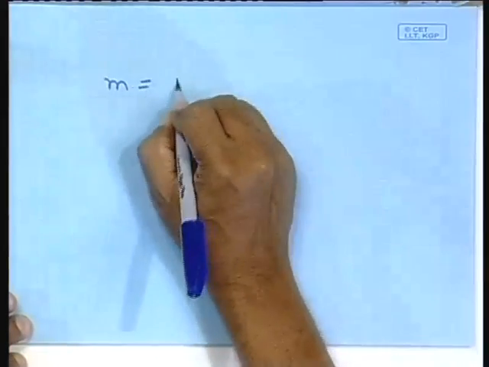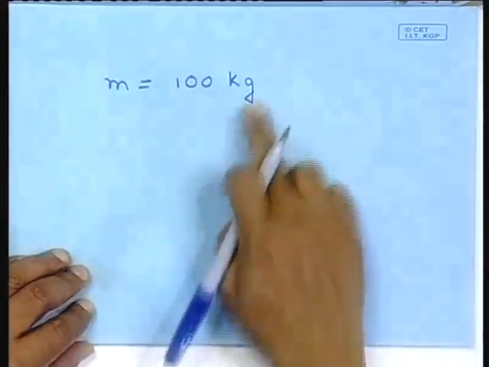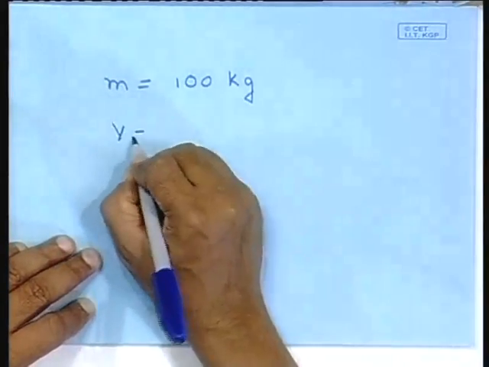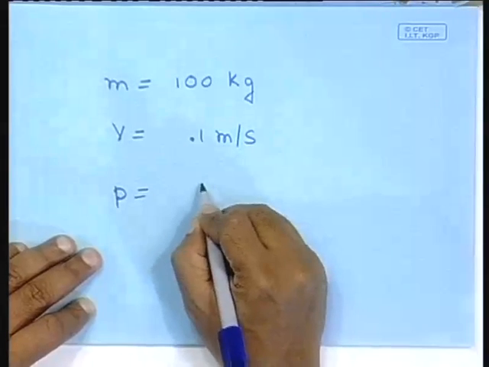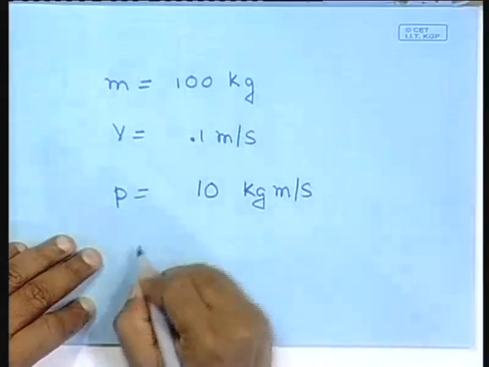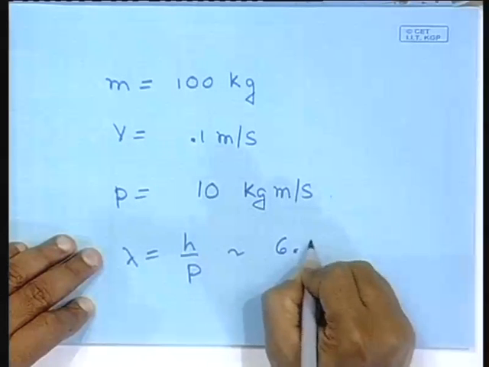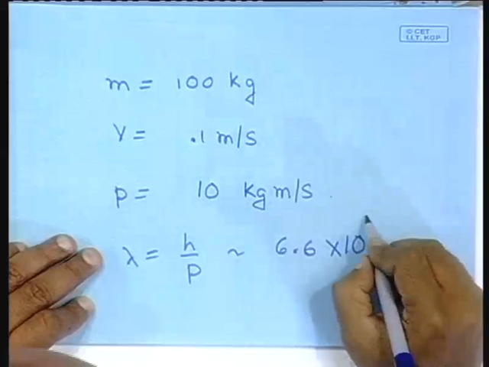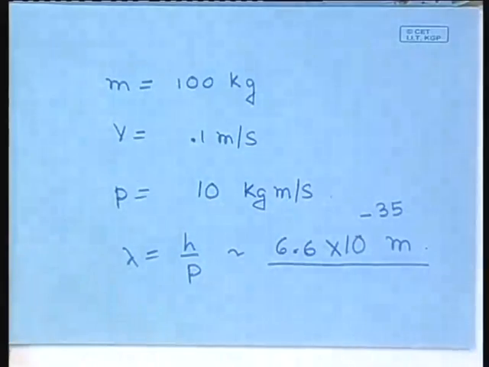So, if I have a man walking, let me take the mass of the person to be around 100 kilos, it will be typically less, but for simplicity I am taking it to be 100 kilos. Let me take the speed to be 0.1 meter per second. So, his momentum is going to be 10 kg meter per second. The wavelength is h by p, and this is going to be of the order of 6.6 into 10 to the power minus 35 meters, which you see is a very small number. The wavelength turns out to be extremely small.